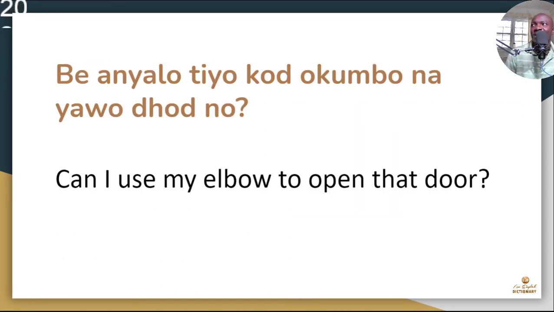In a sentence you can say, Be anyalo tiyo kod okumbo na yawo dhodno. Can I use my elbow to open the door?